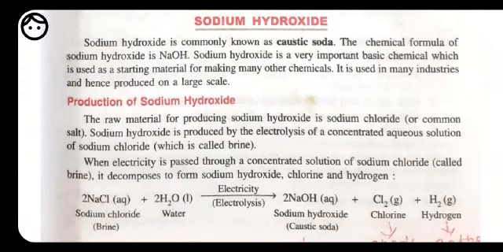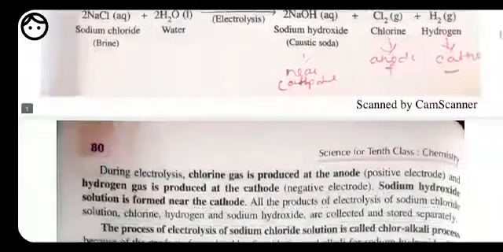Okay, so when we pass electric current through the brine solution, it will give rise to sodium hydroxide plus chlorine gas, with the evolution of hydrogen gas. Chlorine and hydrogen both come as byproducts, and they also have lots of importance in our daily life. That's why there is a need to discuss the uses of sodium hydroxide, chlorine as well as hydrogen.